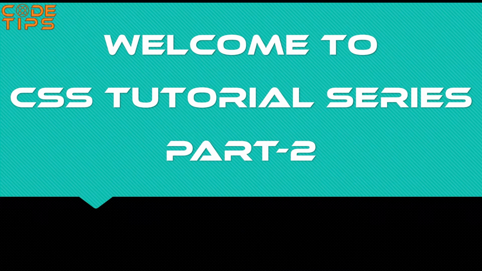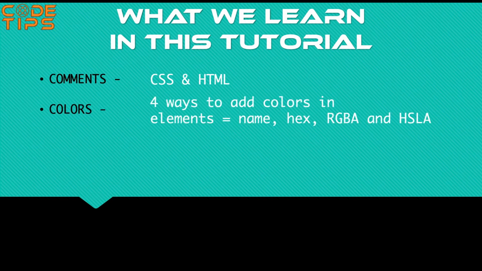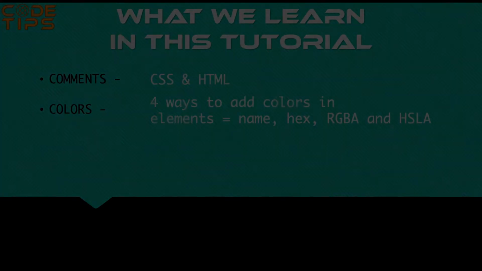Let's see what we will learn in this tutorial. In this tutorial we will cover comments for both CSS and HTML, and we will learn what's the use of comments, and then we will learn about colors. There are different types of color: color names, hex colors, RGBA color, and HSLA color. We will learn the difference between them, what the use of each is, and which color to use for your project. So let's get started.